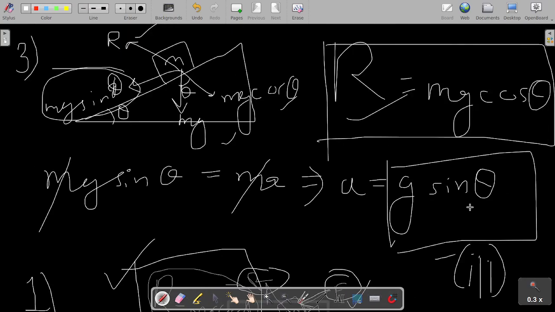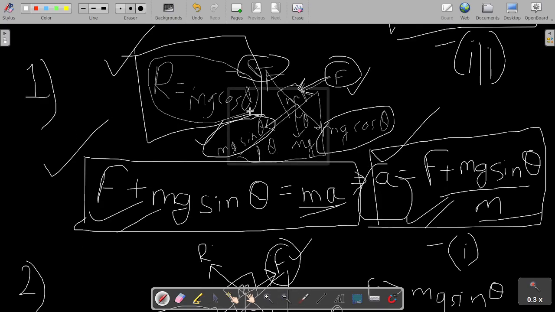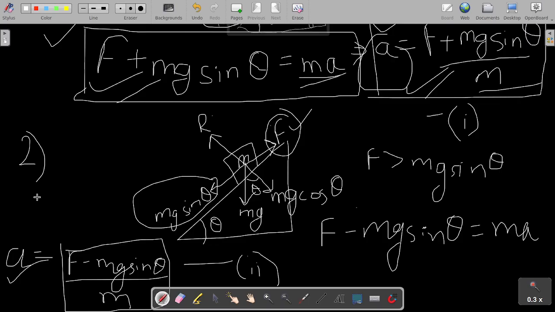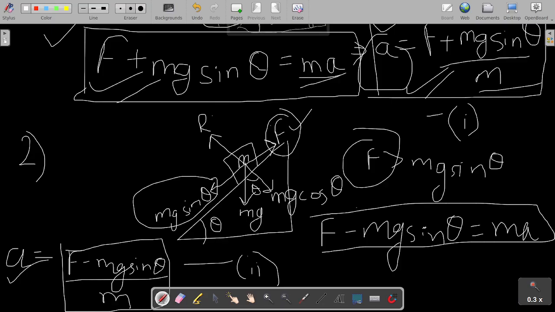So what are the equations we got? If no force is applied, that is, external force F is equal to 0, then the acceleration is only due to mg sin theta, or acceleration is g sin theta. If a force is applied in the downward direction, acceleration is equal to F plus mg sin theta, both forces added, divided by the mass of the body m. And the last equation is where F is greater than mg sin theta and F pulls the body upwards. Then F minus mg sin theta equals ma, so a equals F minus mg sin theta by m. This is for pulling the body upwards along the inclined slope.